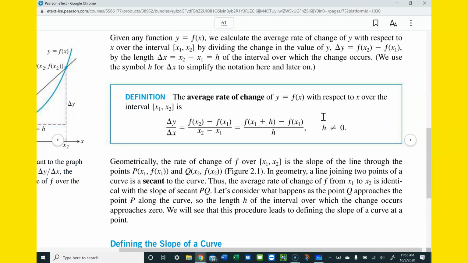So that takes us to this definition right here. The average rate of change of any function f of x with respect to x over any interval from x1 to x2 is given by this. And these are two ways to say the same thing. The only thing that's changing here is instead of saying x2, you're saying that this x2 is x1 plus h. So when you make x2 x1 plus h, this is what you get. So x2 is x1 plus h, and then you subtract x1, so that just reduces the bottom to simply h.